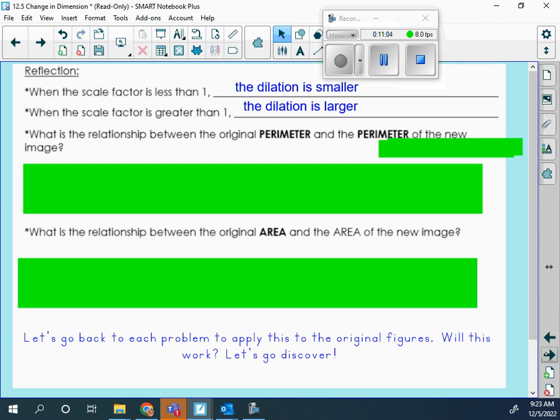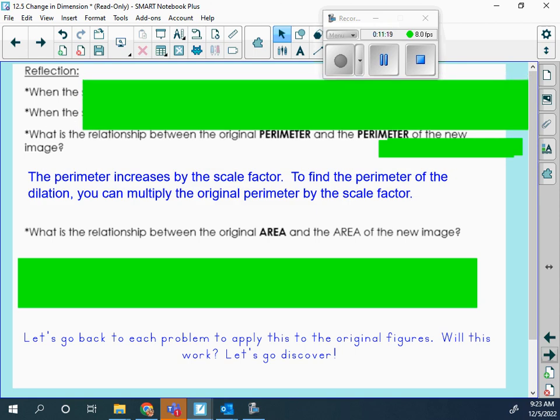Are you writing? It says, what is the relationship between the original perimeter and the perimeter of the new image? What would you just put? It's just times the scale factor. That's exactly right. The perimeter increases by the scale factor. To find the perimeter of dilation, you just multiply. So in shorthand, I would write original times the scale factor equals the new perimeter. Original perimeter times the scale factor equals the new perimeter. Okay? That was pretty easy, right?